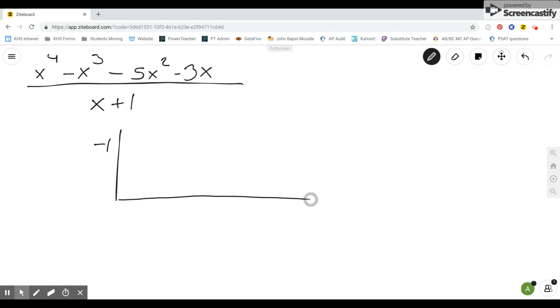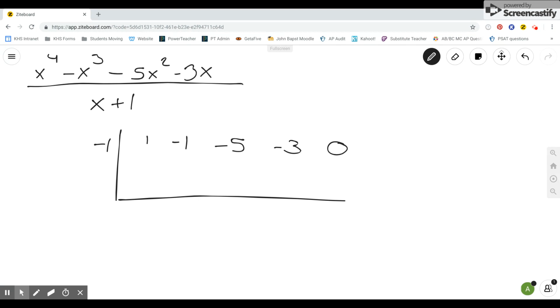And so there is our setup for synthetic division. We take our coefficients. So x to the fourth, our coefficient is 1. And then x cubed, we have -1, -5, -3. And then be careful that you are always making sure you have every single term. We don't have a constant term, so we need a placeholder. And that placeholder will just be 0.